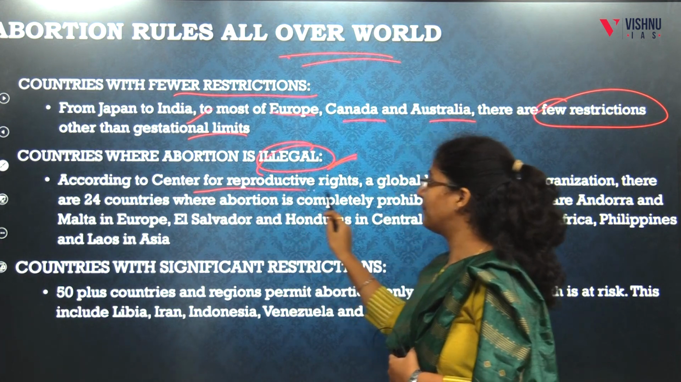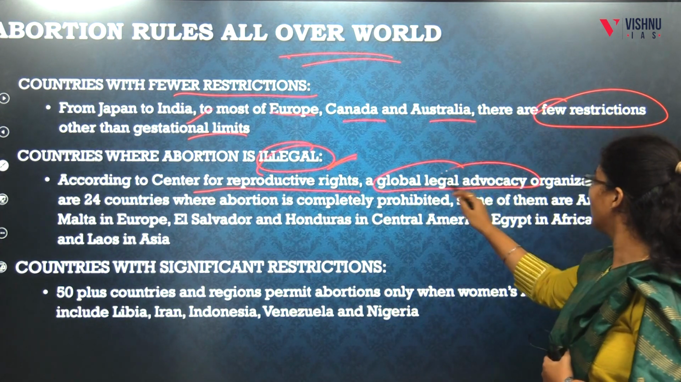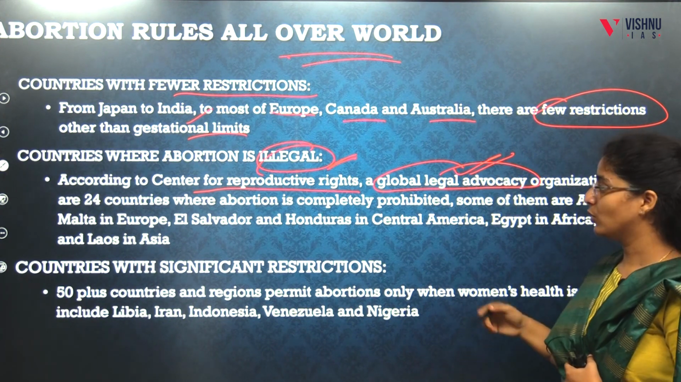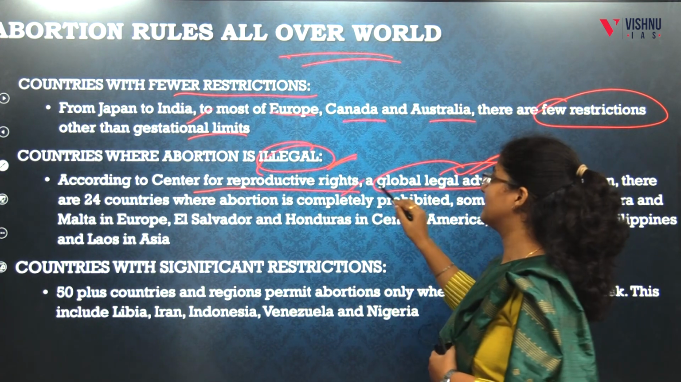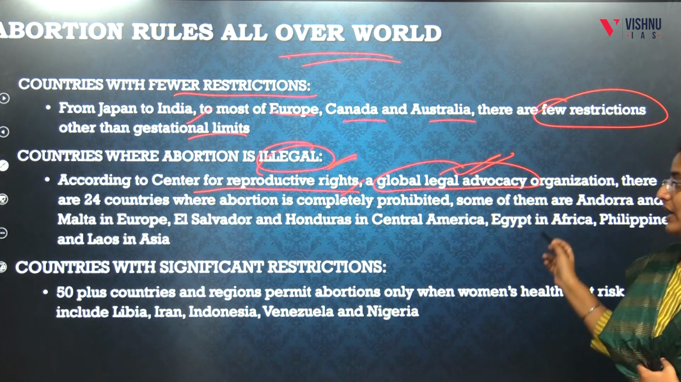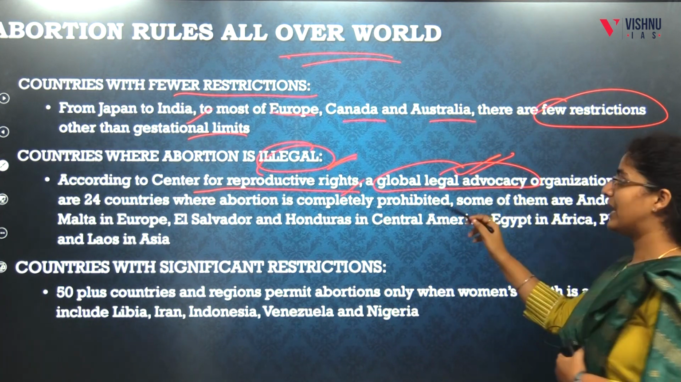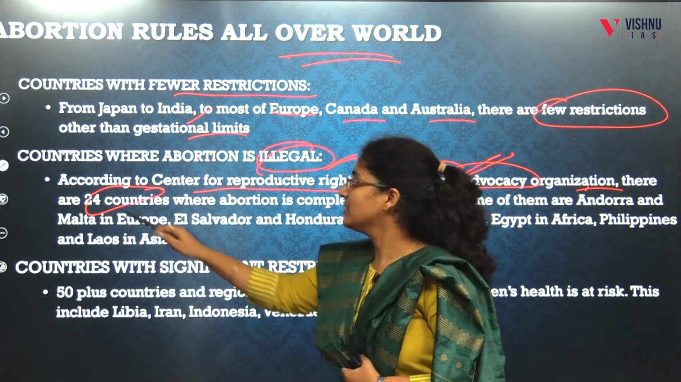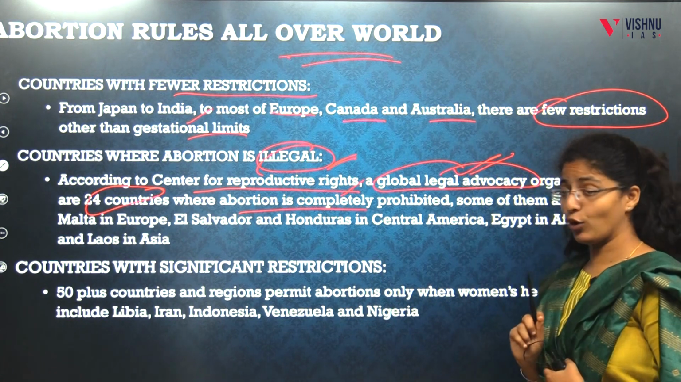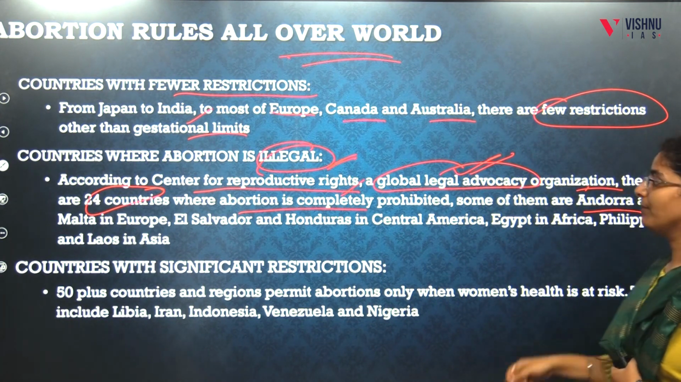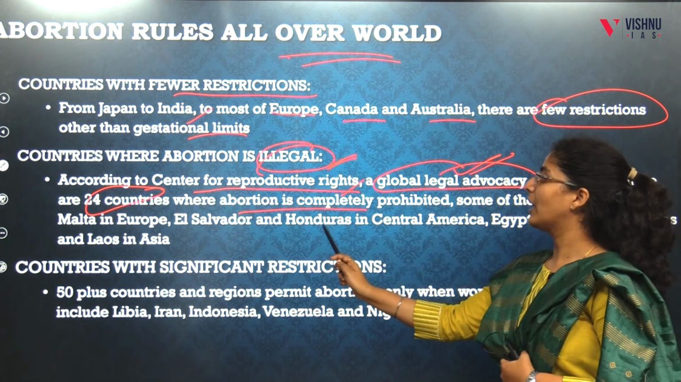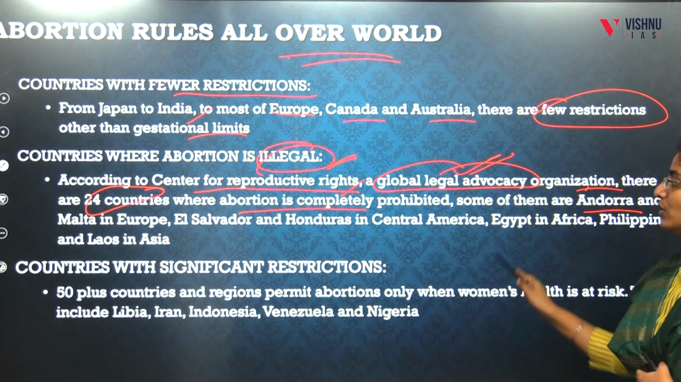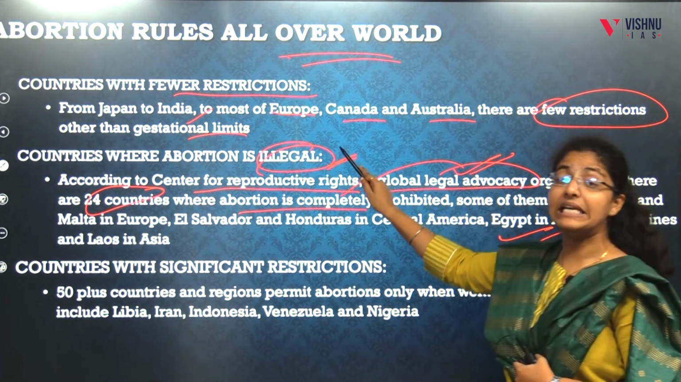According to the Center for Reproductive Rights, a global legal advocacy organization, this can be a prelims question this year. So, what is the Center for Reproductive Rights? Is it a global agency or an NGO? They can frame a question here, so be careful. There are 24 countries where abortion is completely prohibited. Some of them are Andorra and Malta in Europe, El Salvador and Honduras in Central America, Egypt in Africa, Philippines and Laos in Asia. So these are the countries where abortion is illegal.